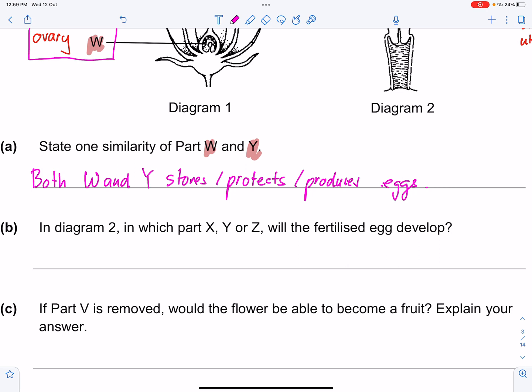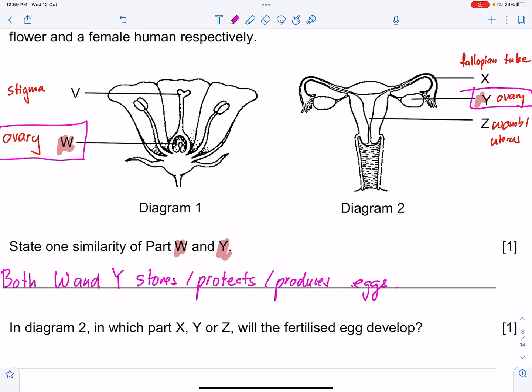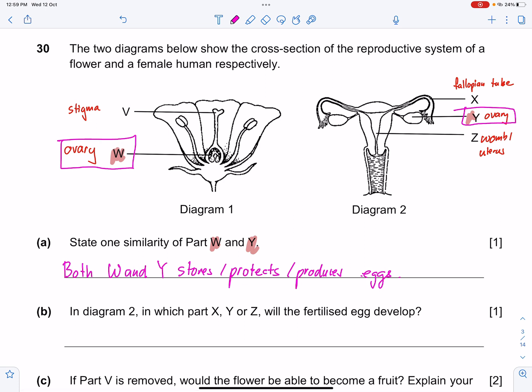Next, in diagram 2, in which part X, Y, or Z will the fertilized egg develop? So development of the egg is at part Z over here. Okay, but fertilization is inside the fallopian tube. I stress again. So Z, that's it.